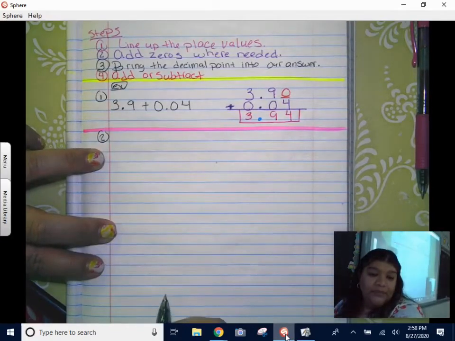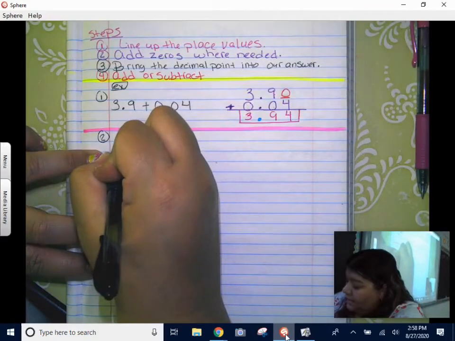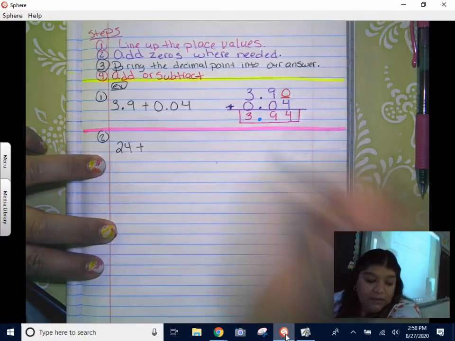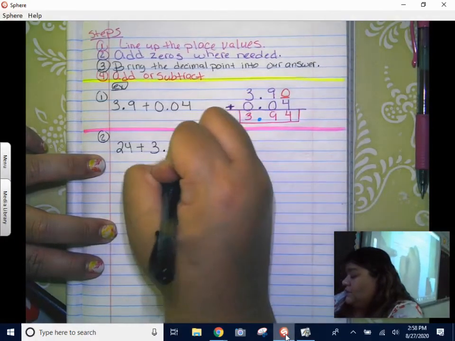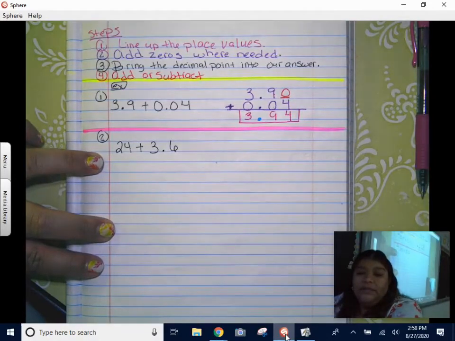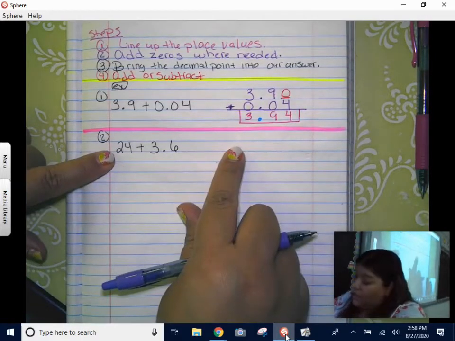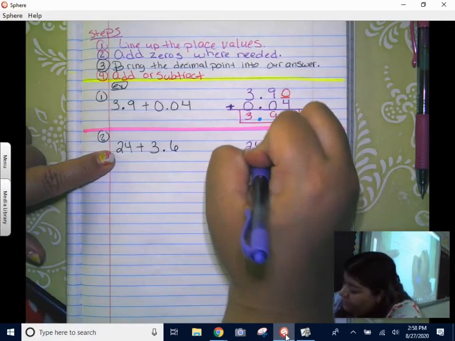This one, some students have difficulty with this one. Let's see how y'all do. Let's take 24 and find the sum of 24 and 3 and 6/10. Okay? 24 plus 3 and 6/10. Now, just like before, first number is the one that's going to go on top. So the 24 goes right there.